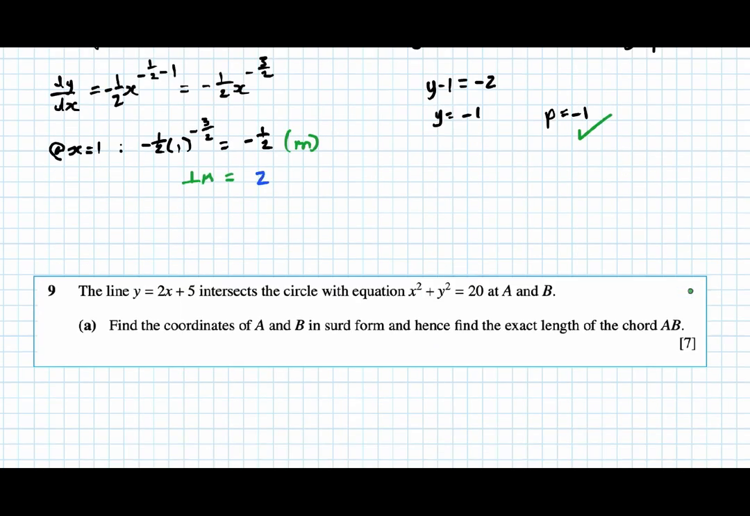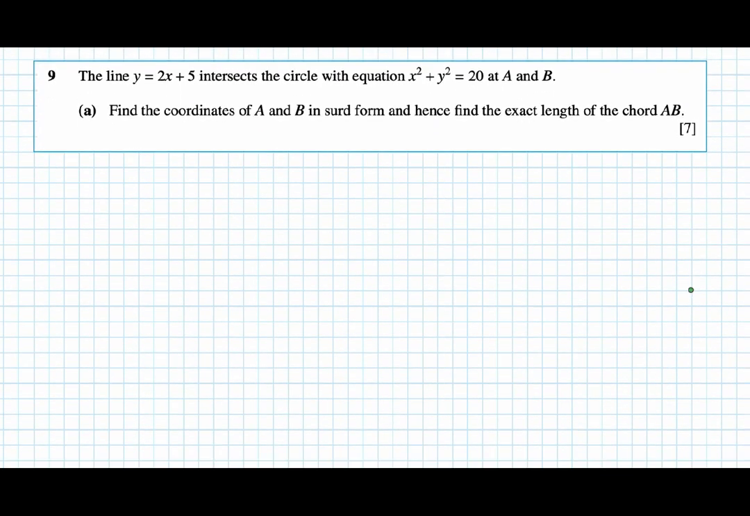Do we have a part C? No. So we've got question 9, the second to last question. We're given another bit of coordinate geometry. We've got a circle, x squared plus y squared equals 20. And let's plug in our parts. So we've got y equals. Let's plug that in and multiply it all out.